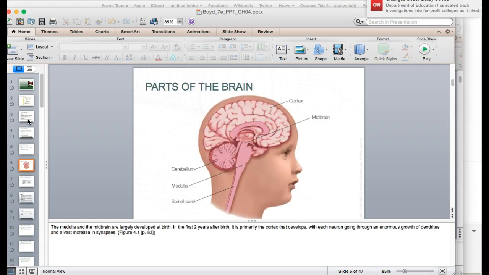Okay, so here's a structure of the brain. Of course, it shows you all the different areas. You have the cortex at the top, you have the midbrain, you have the cerebellum at the back, the medulla, and the spinal cord.